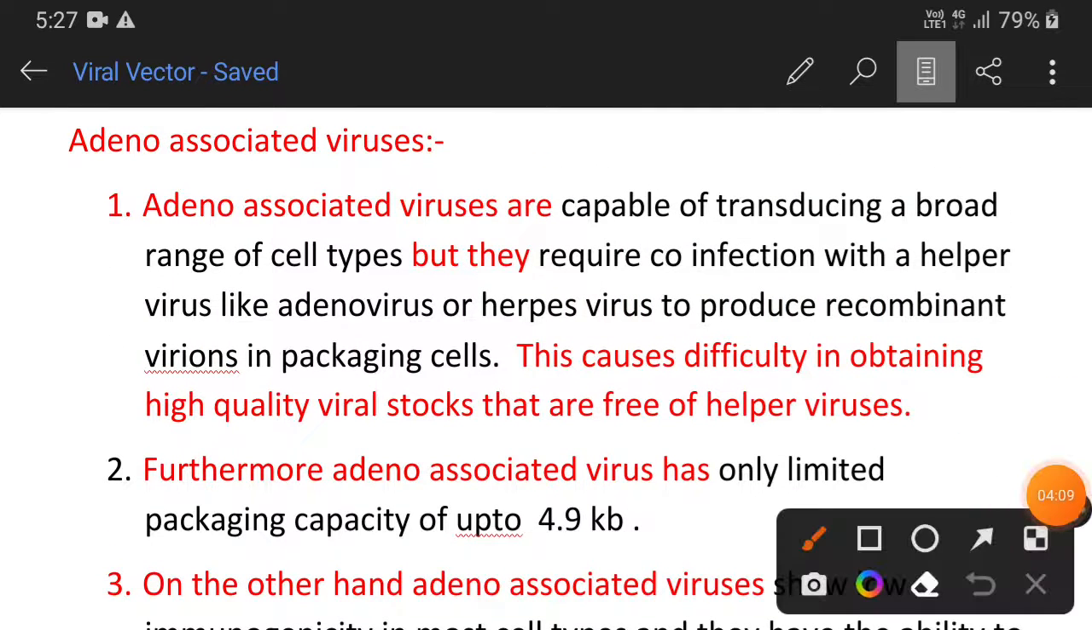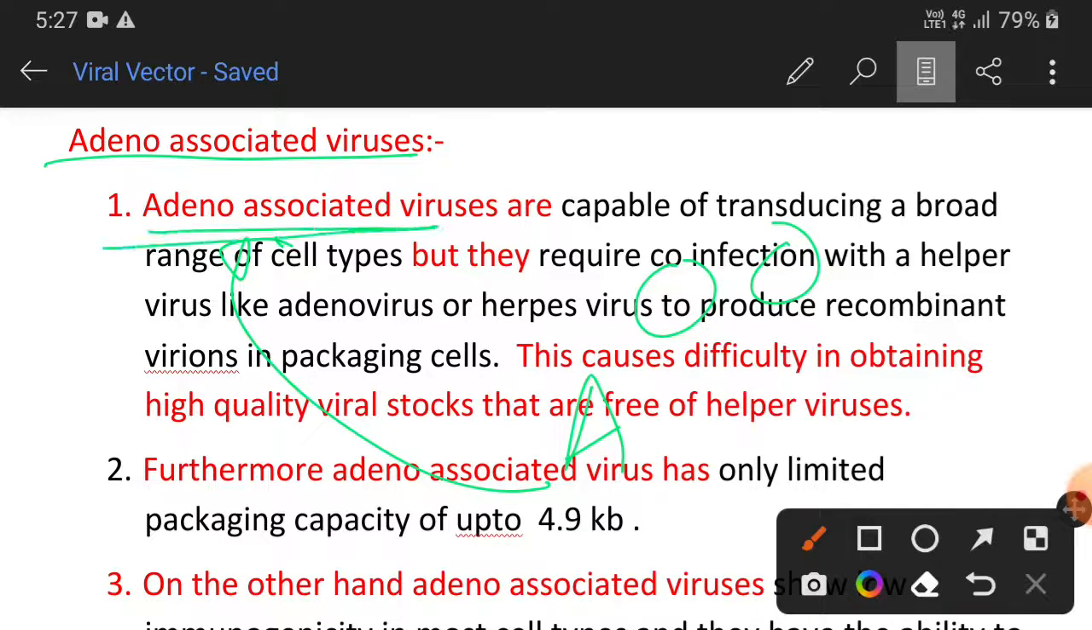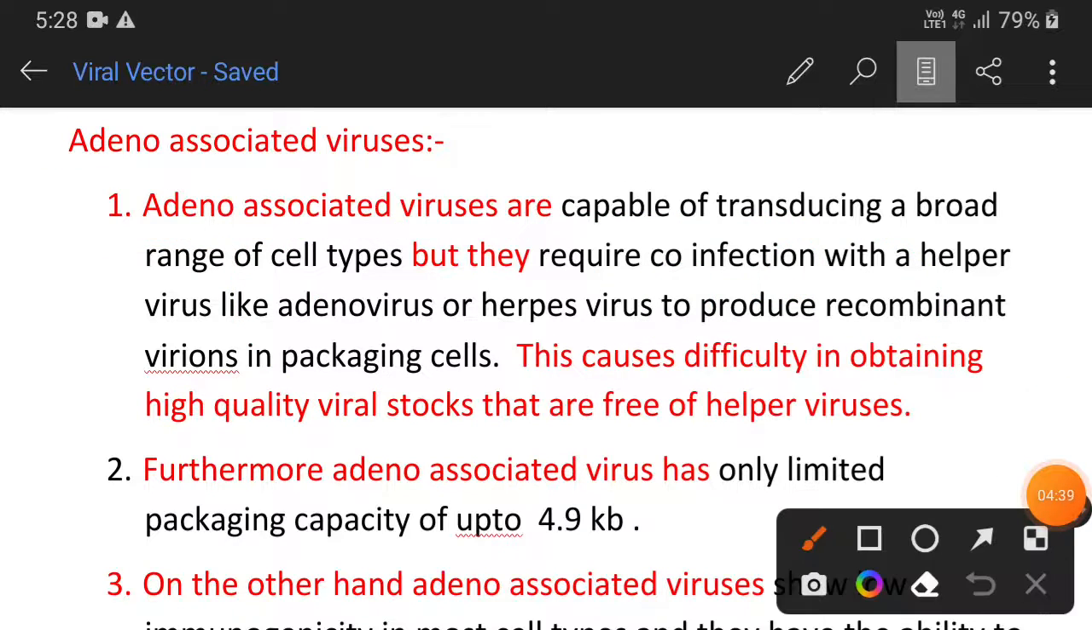So again, let's revise that adeno-associated virus has the ability to transfect both dividing and non-dividing cells. That means it also has wide coverage. Now this adeno-associated virus has only one problem: it requires a helper virus such as adenovirus, that is why its name is adeno-associated, or herpes virus, for the production of the recombinant virion in the packaging cell line. Now the insertion capacity is relatively very low, only 4.9 kb.